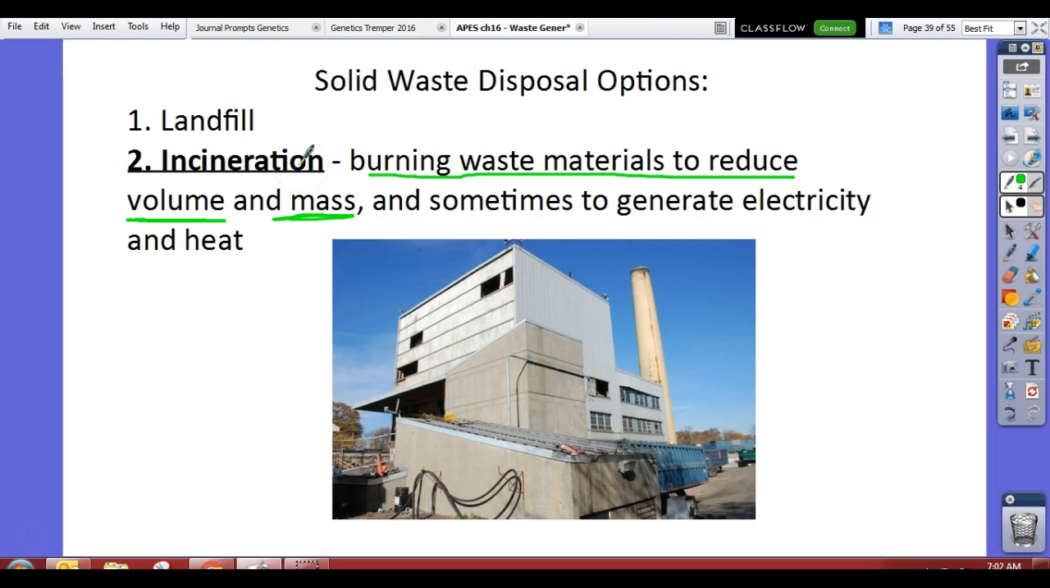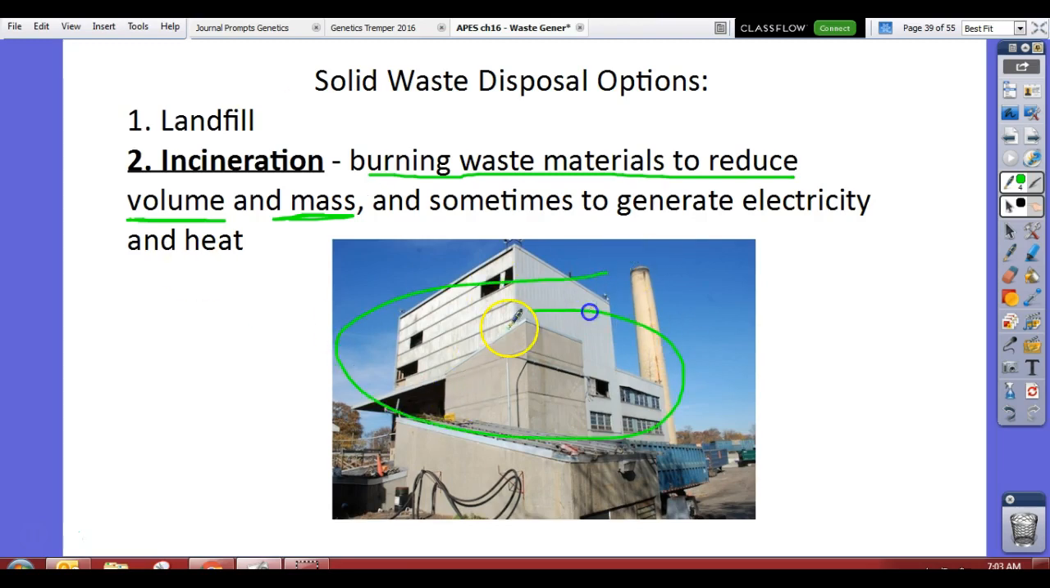So if I have a whole bunch of logs and I burn them, it's going to turn into a small amount of ash, right? So the ash takes up less space. And what do they do with that ash? Well, a lot of times then it still ends up in the landfill, okay? But it takes up a smaller space. And sometimes they burn these things in order to generate electricity and in order to generate heat. So we can use some of this burning to our advantage.